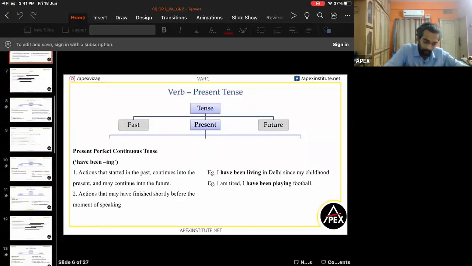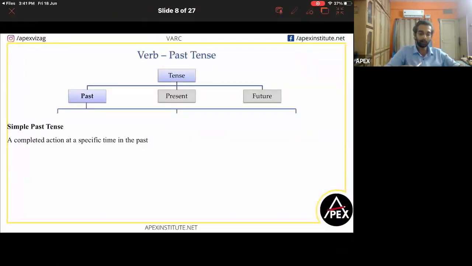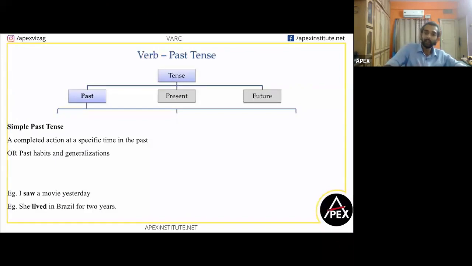So look, in simple past tense, you are going to refer to a completed action. The completed action should have been completed at a specific time in the past. Or maybe you're referring to some habits that you used to have. They are past habits. You don't have those habits anymore. You used to have those habits. For example, I saw a movie yesterday. At this specific time, this action got completed.